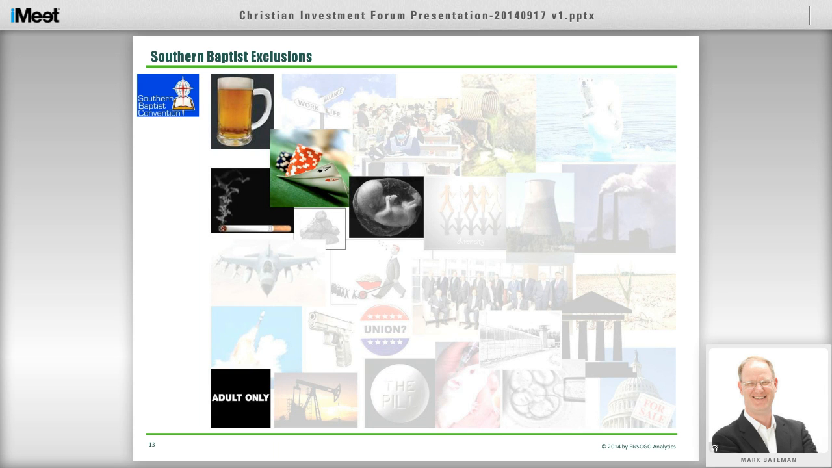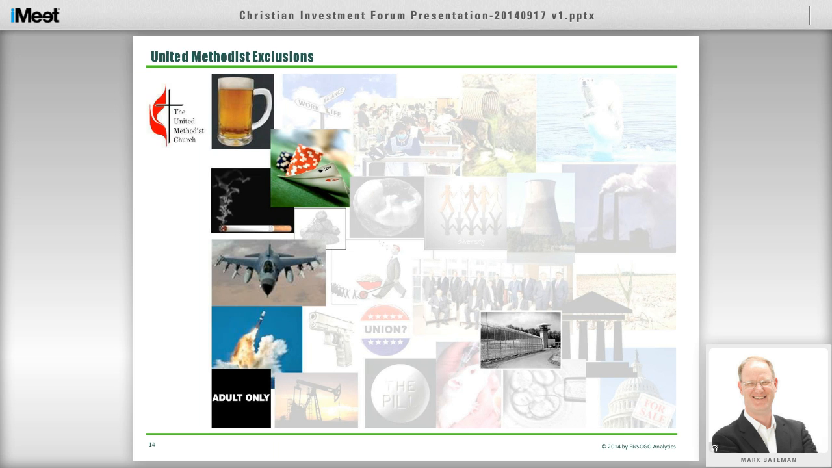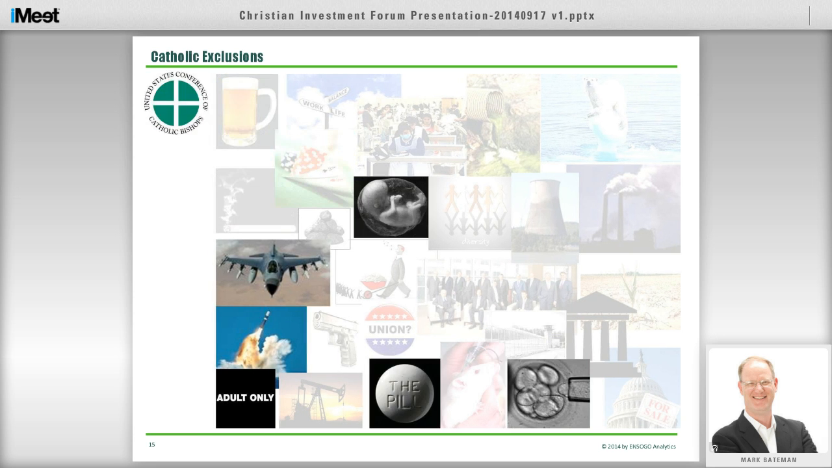So this is the Southern Baptist slide. And the United Methodist slide. And the Catholic slide.